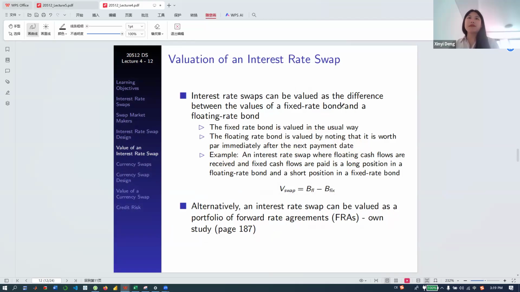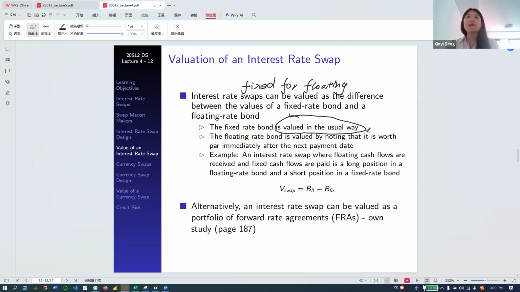Now let's talk about the valuation of interest rate swaps. They can be valued just as the difference of the values of a fixed rate bond and the floating rate bond. So the fixed rate bond is just valued in the usual way, meaning that we just figure out the cash flows and then discount those cash flows as usual. As for the floating rate bond, here we are discussing the valuation of a fixed for floating swap.